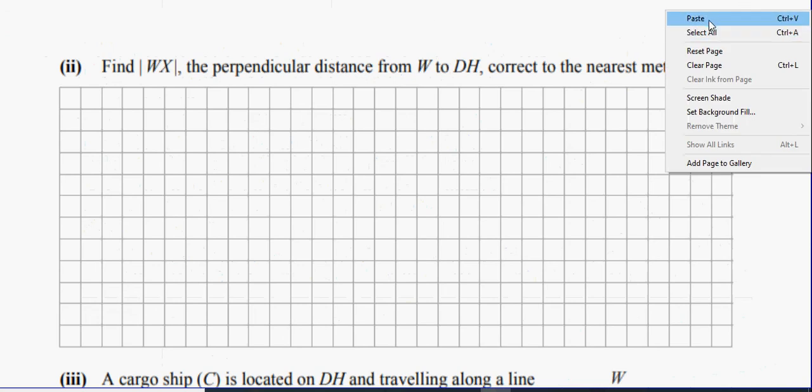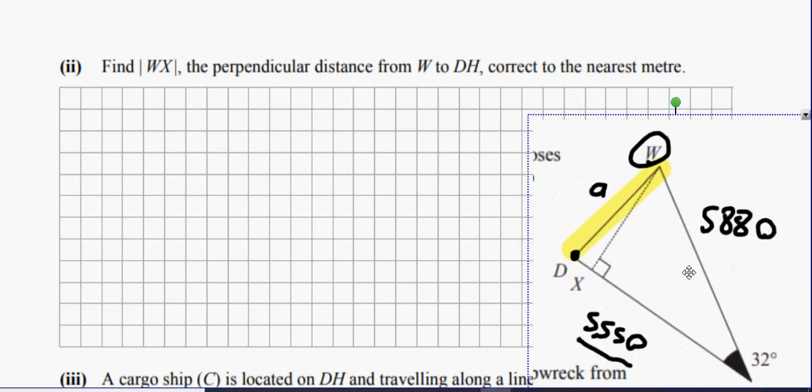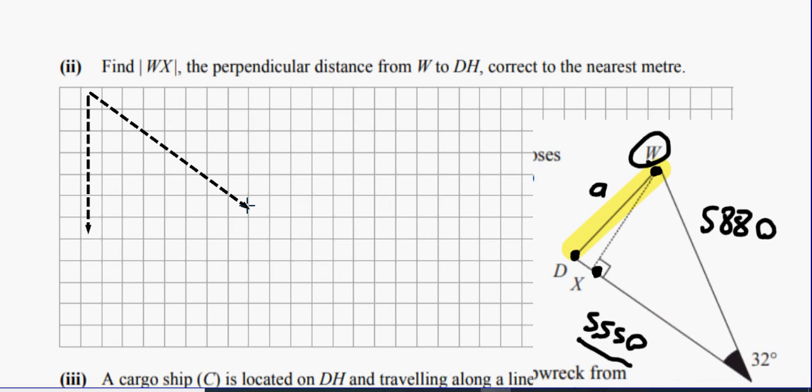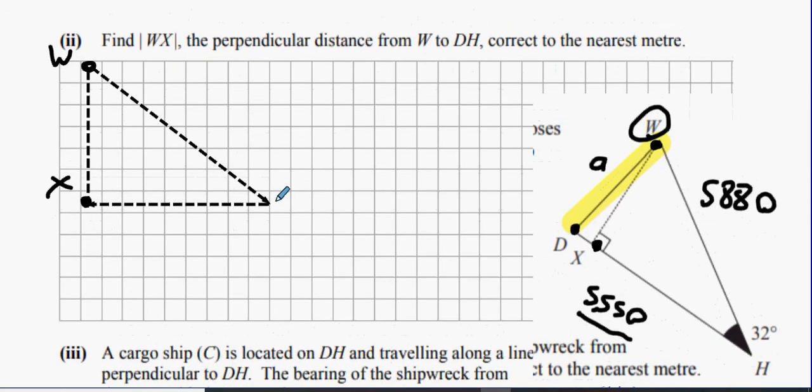Alrighty. What's the one from us now? The one's W, X. Alright, I have an idea. W, X. All right, now this one I have to think about. Ah, found it. Once we do this, this is WX, and this is X to H.